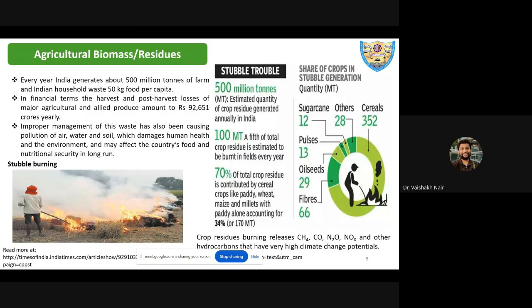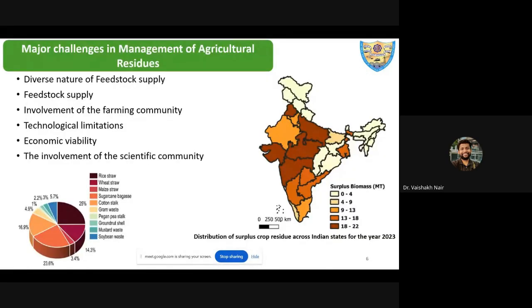Then these are certain numbers, based on the share of crops, showing what waste is generated. You will see the cereal crops generate the maximum, that is 352 million tons, when compared to fiber and oilseed crops. And 70% of the total crop residue is contributed by cereal. These numbers show that agricultural biomass, or mainly what is also called agricultural residue, are the same thing, and both contribute a lot as biomass waste. Now, the major challenges.